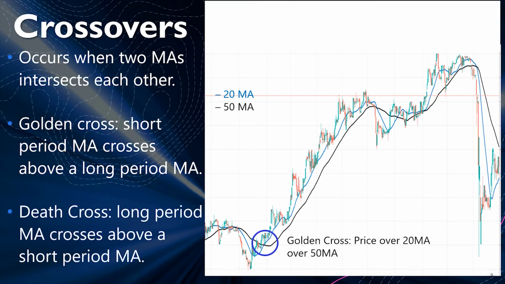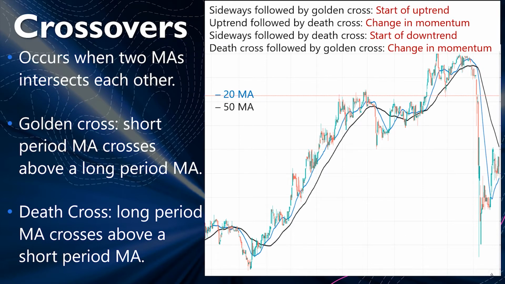The other type is called the death cross, when the longer period MA crosses above the short period MA. This may signal a change in momentum, or a downtrend, especially when the price is below the two MAs. Crossovers may signal the beginning of the trend, the change in trend direction or change in momentum, depending on which part of the price cycle they appear. Carefully take note of the implication provided here.